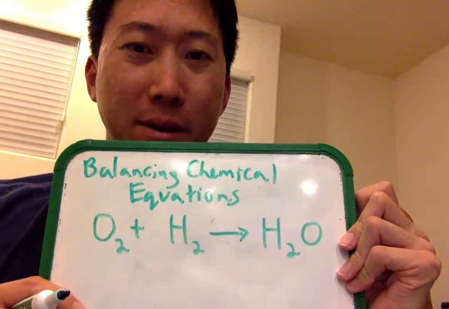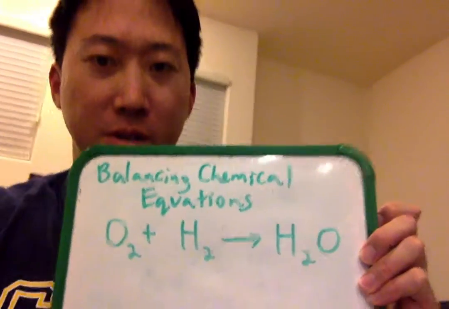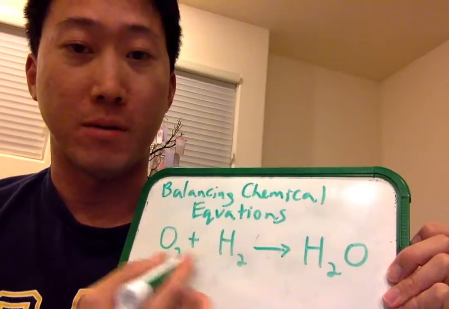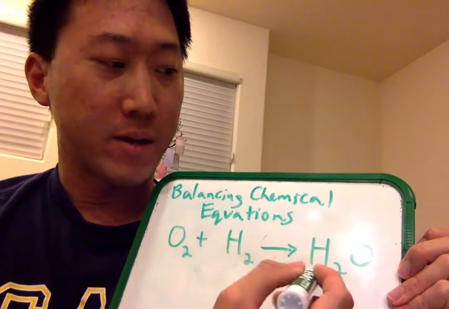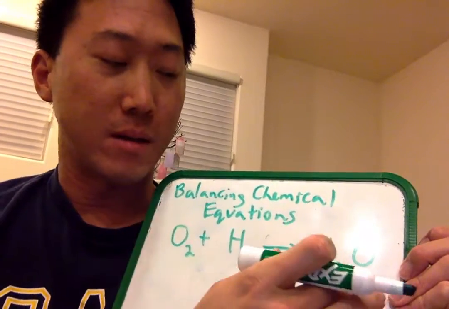Okay, so today we're going to talk about balancing chemical equations. So here we have a traditional chemical equation. On the left we have our reactants, that's what you're starting with. On the right we have our products, that's what you're ending with. This is a yield sign saying we're going from one side to the other.